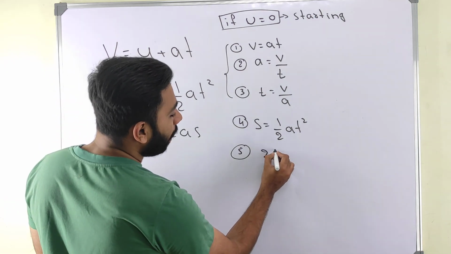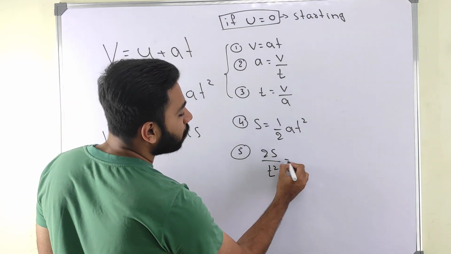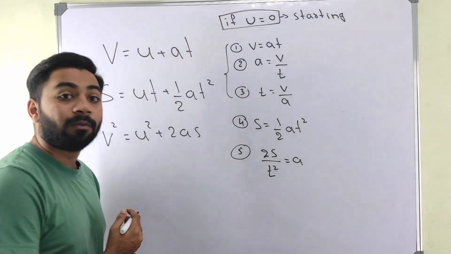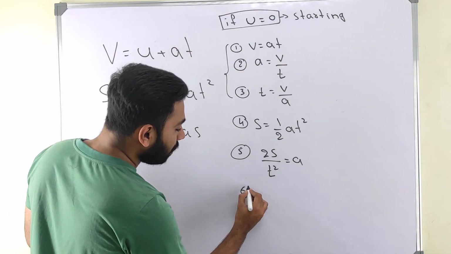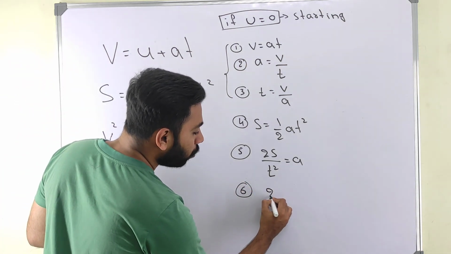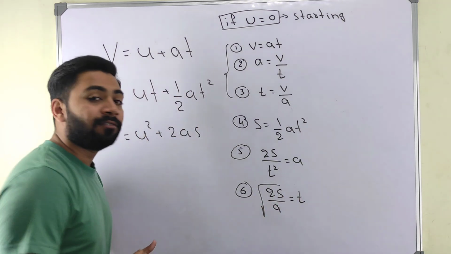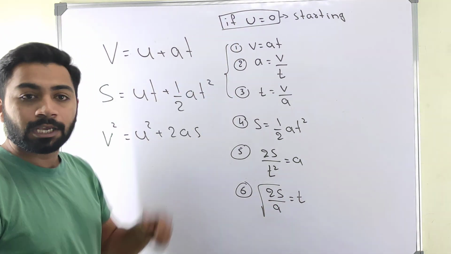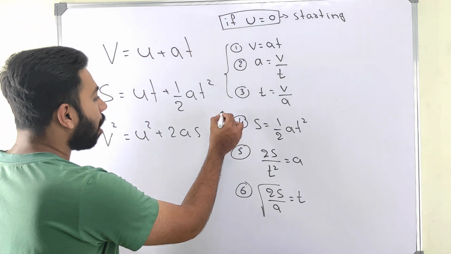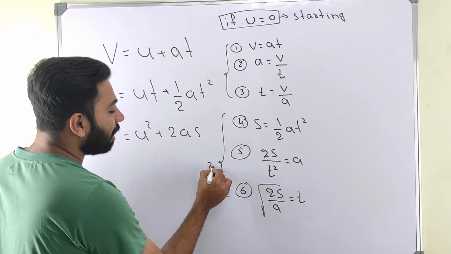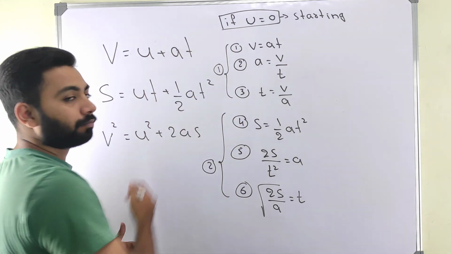See, 2s divided by t square is equal to a. Acceleration also I can find out for the particle. Now, from the sixth one, I can find time also: 2s by a, root of it, into t. I can find time also when my initial velocity is 0. Yes. Now that is all I did in the second one. It is in the first one.